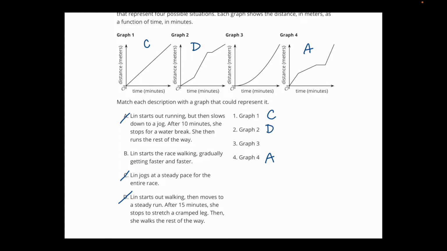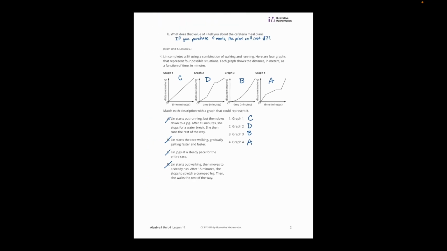So like here. So let's check that B actually makes sense for graph number 3, because it's our only pair left. We want to make sure we didn't make any mistakes. Lynn starts the race walking and gradually getting faster and faster. So that means our slope, or our graph here, should gradually get more and more vertical. Because the closer you get to pointing straight upwards, that means the faster you're changing over time. So, yep, I agree. This should be B. So this is B. And that is our question number 4.